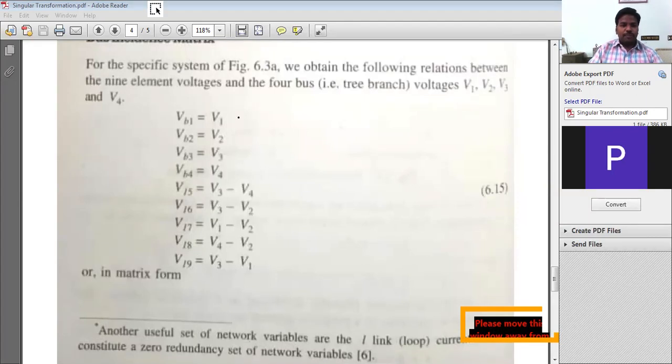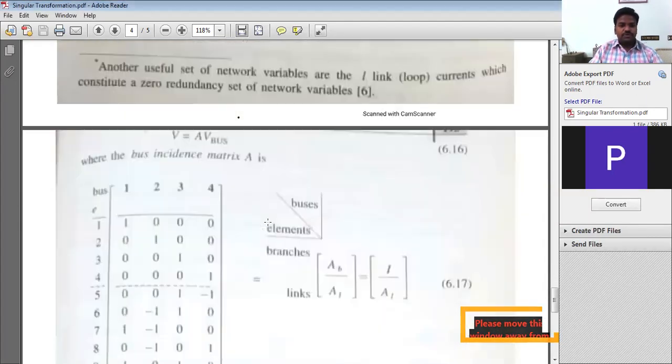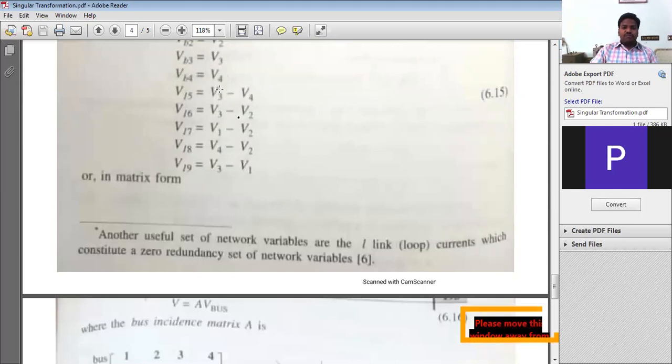So you can obtain the next one. Now you see here, V is equal to capital A into V bus. What is V? The total bus voltage, or the total node voltages. A is the element node incidence matrix, and V bus is the vector of the node voltages. So this is of the general form.